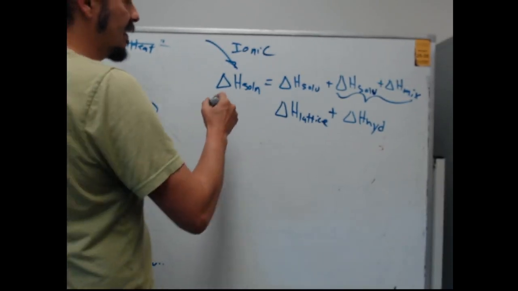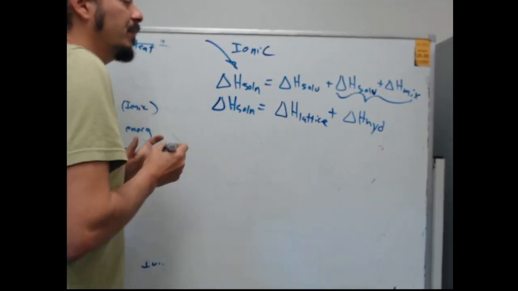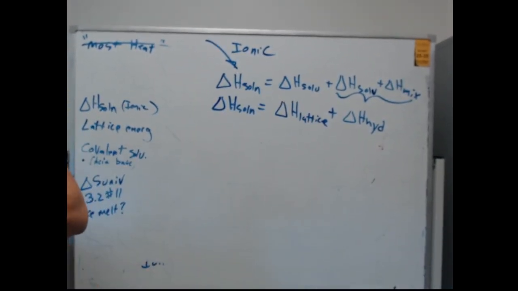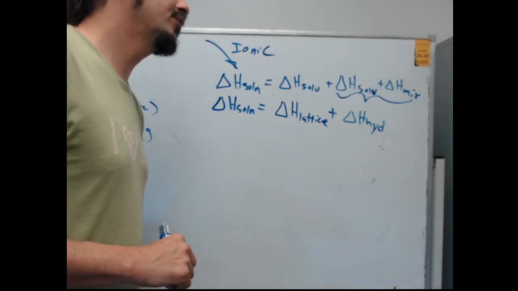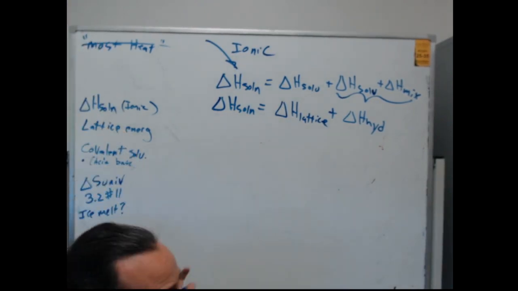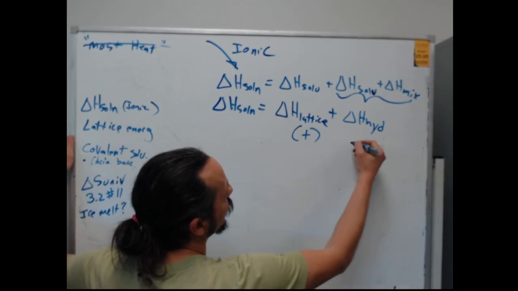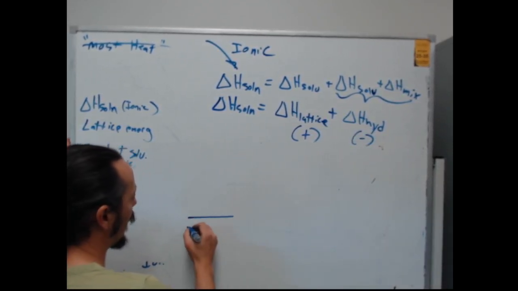The reason it's nice to do it this way is because it lets us focus, and we don't need to think about what's happening with water every time if it's water every time. In this situation, we can really just think about how much energy goes into breaking apart the lattice, and how much energy goes into surrounding the ions with water. The lattice always ends up positive, the hydration always ends up negative. And I like to draw this kind of picture to talk about that.